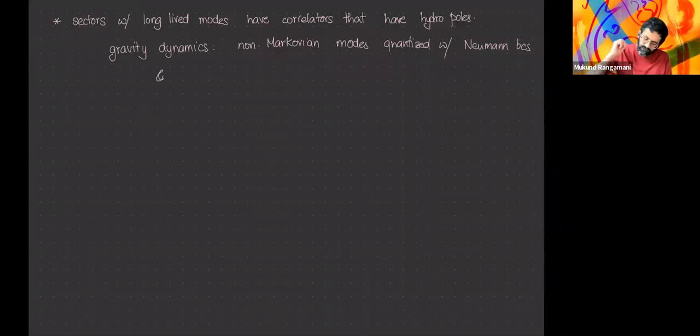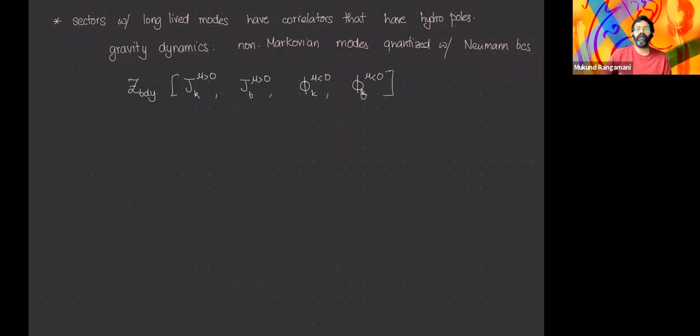And what you should compute for, say, Maxwell fields is you compute Z boundary, and sources for m greater than zero, for let's say Ketz and Brass, and waves for m less than zero for Ketz and Brass. The nice thing is that along the way, with these Green's functions, there's something nice. Maybe I should say this in words and then stop.